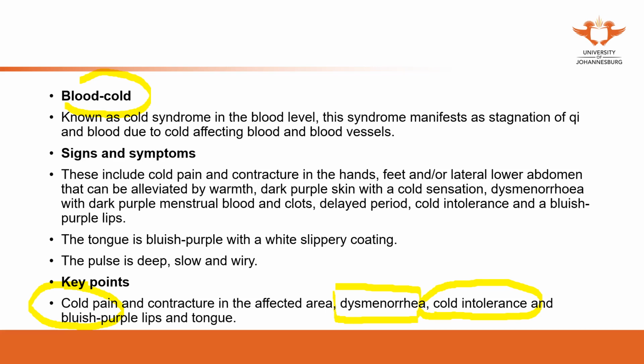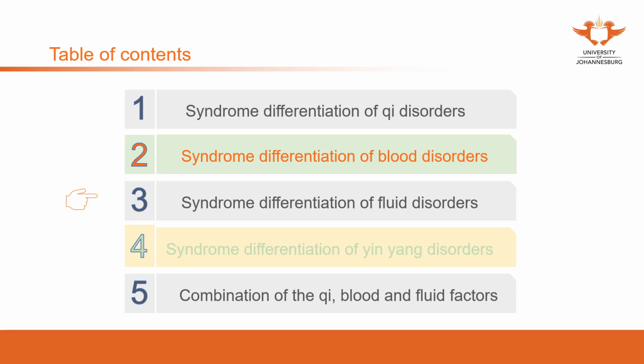Blood cold syndrome also can happen in different organs and meridians, such as the liver meridian and the uterus, especially blood coldness in the uterus. This will result in infertility. So when we talk about the therapeutics towards infertility, we're also going to mention again the blood coldness in the uterus. These are the different symptoms in blood disorders.